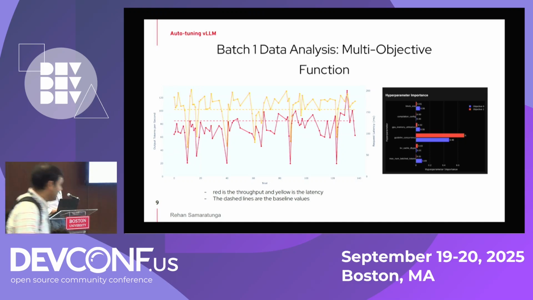But this shows us that we can find values or find a configuration space where our throughput is higher than its baseline, and there are some where the latency is lower than the baseline, but it's not what we wanted to see.